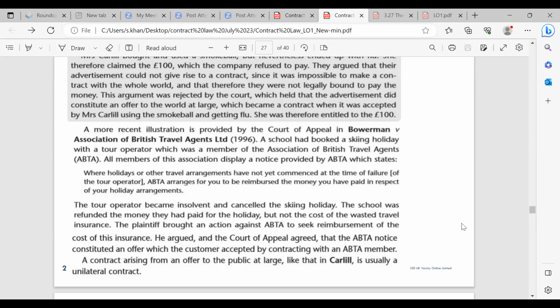The school was refunded the money they had paid for the holiday, but not the cost of the wasted travel insurance. The plaintiff brought an action against ABTA to seek reimbursement of the cost of the insurance. He argued, and the court agreed, that the ABTA notice constituted an offer which the customer accepted by contracting with an ABTA member. A contract arising from an offer to the public at large, like in the Carlill case, is usually a unilateral contract.